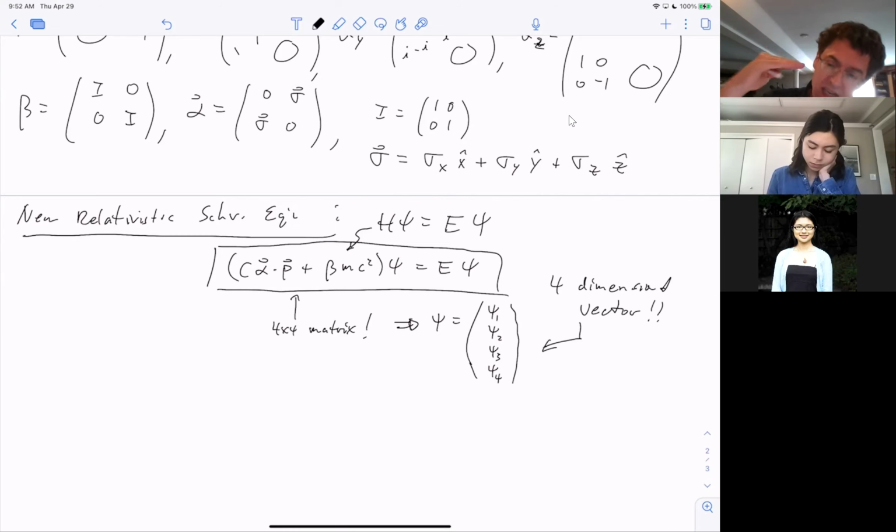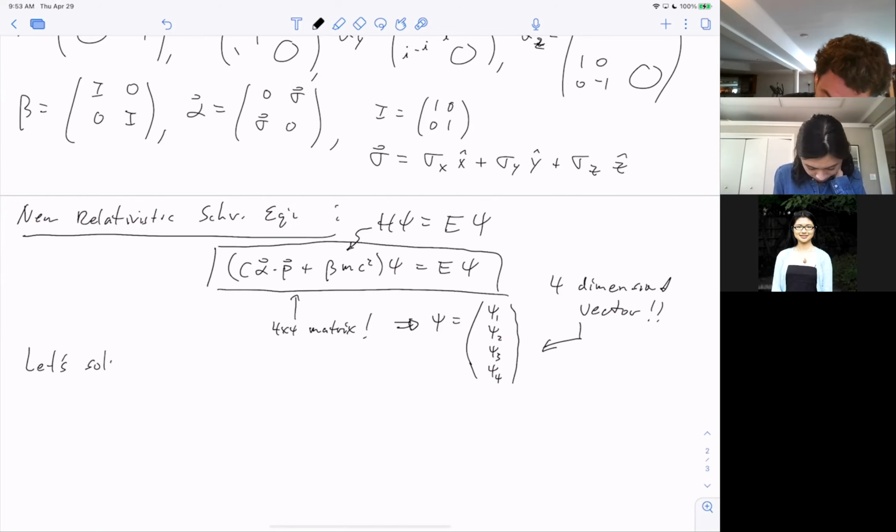But Dirac just kept cranking on the math just to see where it would lead him. Because maybe if we just keep going, it will start to make sense. So let's keep going. We don't know what those four dimensions mean, but let's keep going. Maybe the most straightforward thing to do is to simply solve it. Let's solve the equation and see what it gives us.